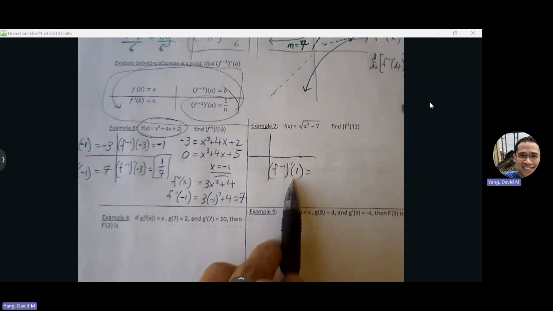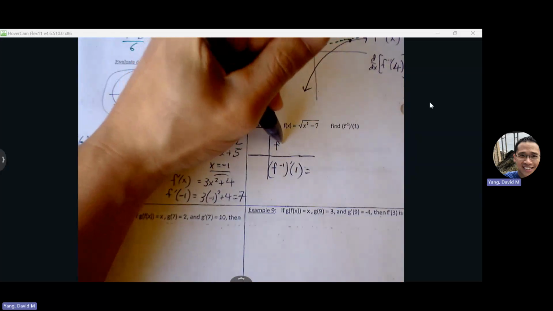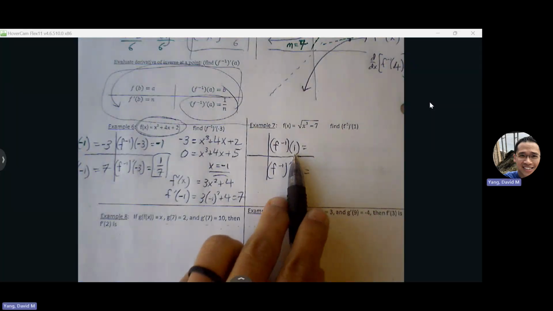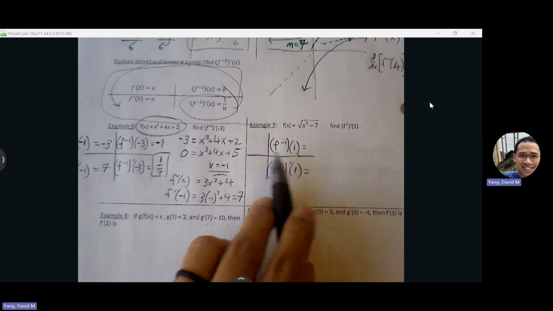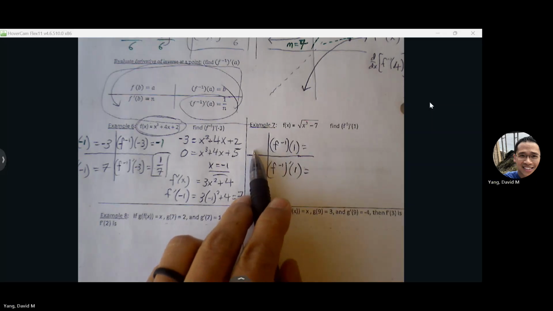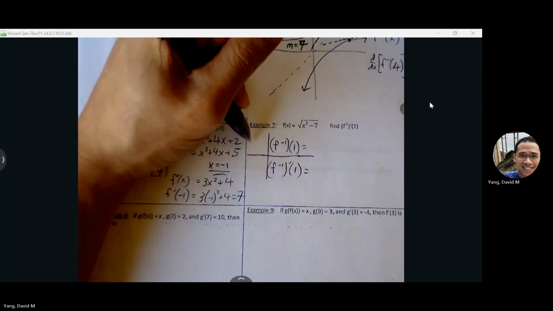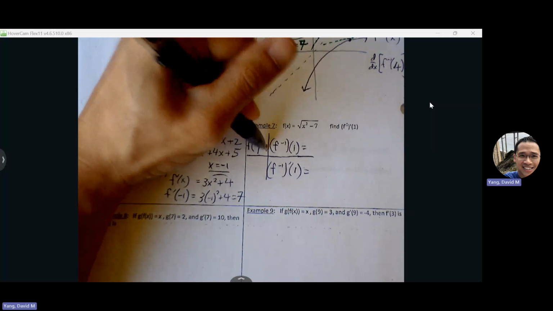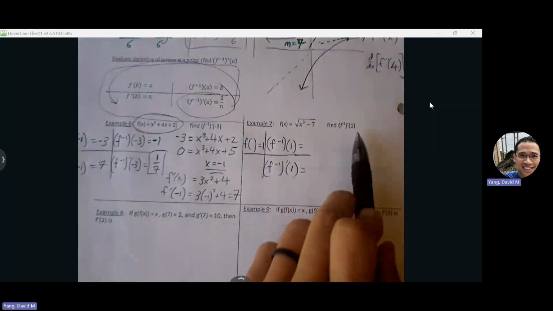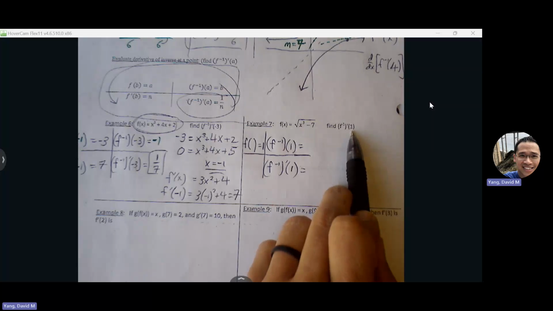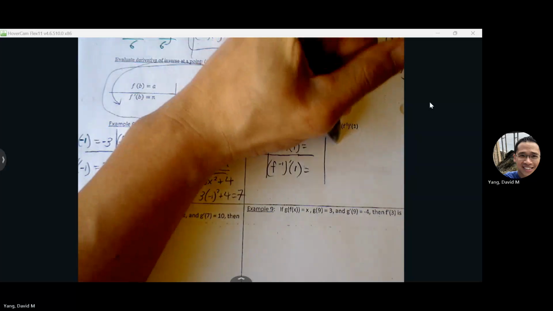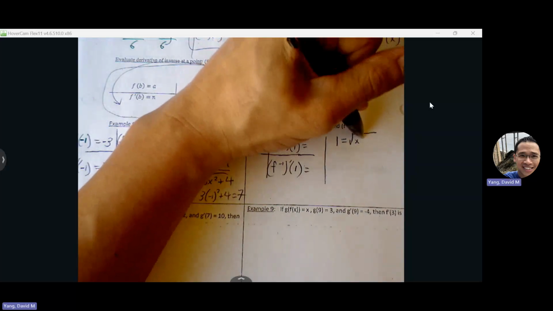So 1 is the x value of my inverse. I'm going to build that ordered pair relationship here. If 1 is the x value of my inverse, then 1 must be the what of my function? The y value. So I'm going to say f of something equals 1. Whatever number they give you is always going to be the y value on the function. So I'm going to say 1 is equal to the square root of x cubed minus 7.